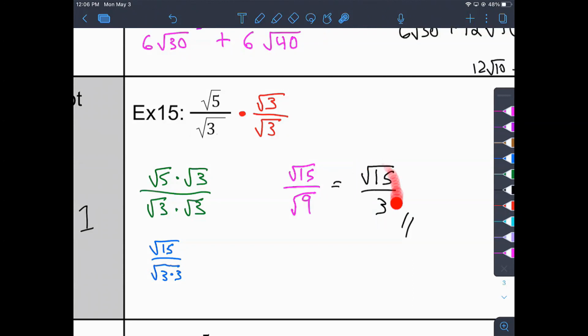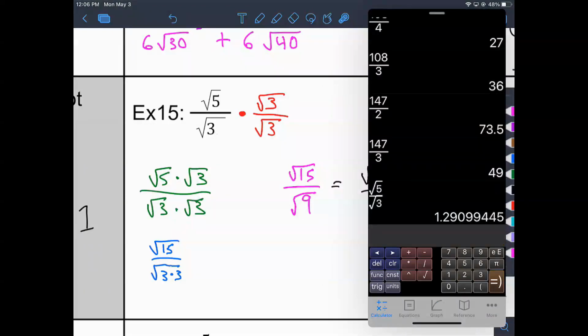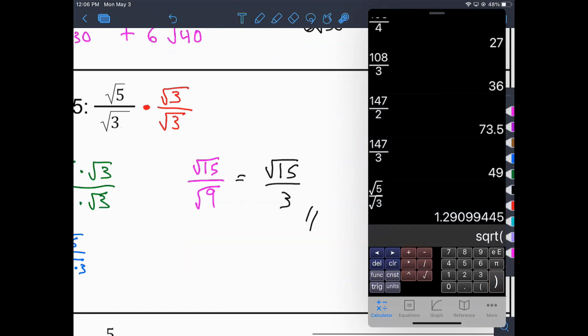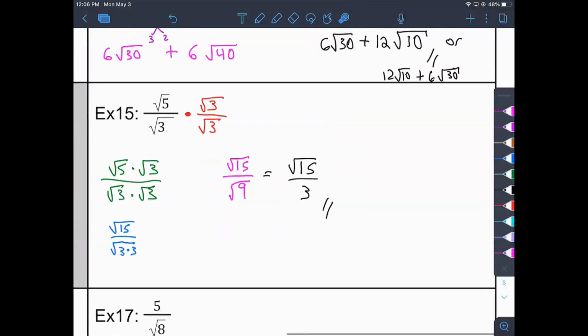But how do I know if this is equivalent to what's up here? Well, I will type it in for you. Root 5 divided by root 3 gives me that answer. Now, our other answer that we got was root 15 divided by 3. Do I get the exact same number? Yes, I do. So in order to follow rule 3 of not having a root in the bottom, we need to multiply by something to get rid of the root.